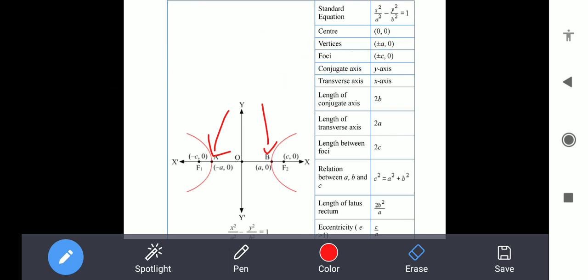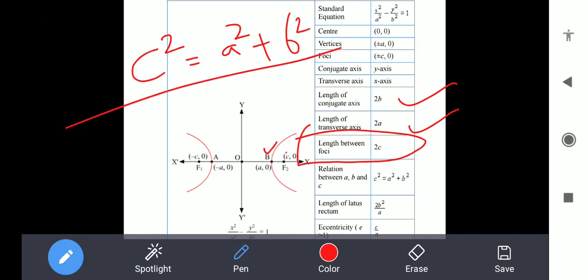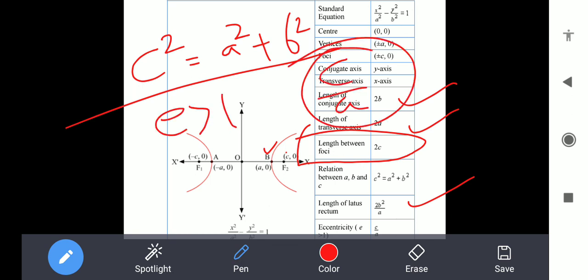Now the conjugate axis is the y axis and the transverse axis is the x axis. The length of the conjugate axis is 2b and the length of the transverse axis is 2a. Distance between the foci is 2c. Here the relation is c square is equal to a square plus b square. In an ellipse, this relation is a square is equal to b square plus c square. Length of the latus rectum is 2b square upon a and the eccentricity, which is greater than 1, is c upon a.